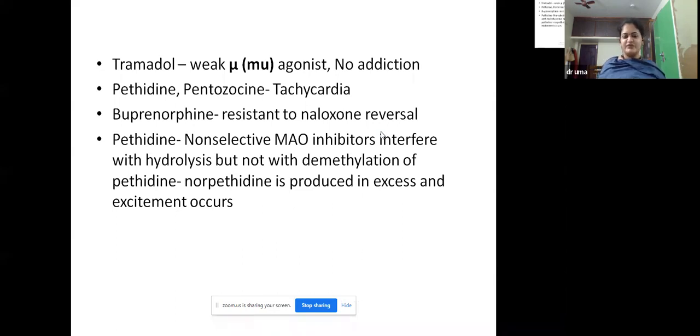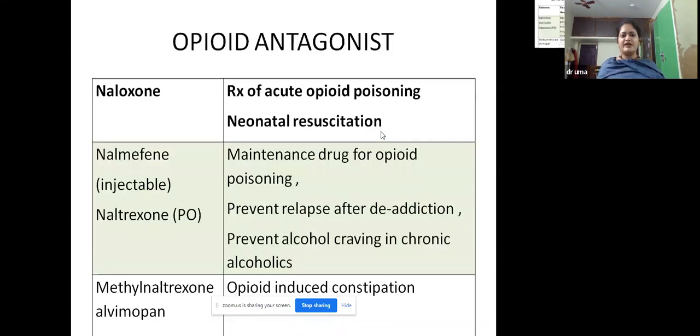Pethidine, as I already said, when given along with MAO inhibitors, interferes with hydrolysis but not with demethylation. More norpethidine is produced, which has an excitatory effect, so it produces seizures. And opioid antagonists, the pure opioid antagonists, are naloxone, nalmefene, naltrexone, and methylnaltrexone. Naloxone is used in acute opioid poisoning and neonatal resuscitation.